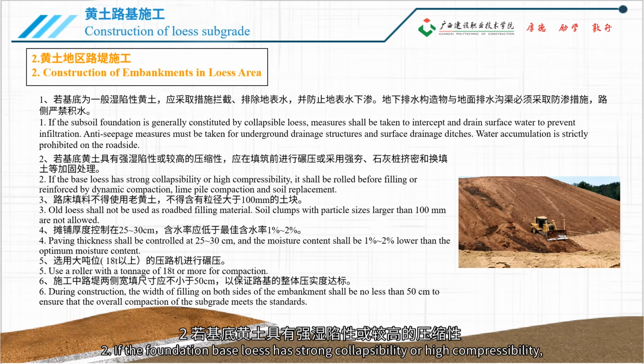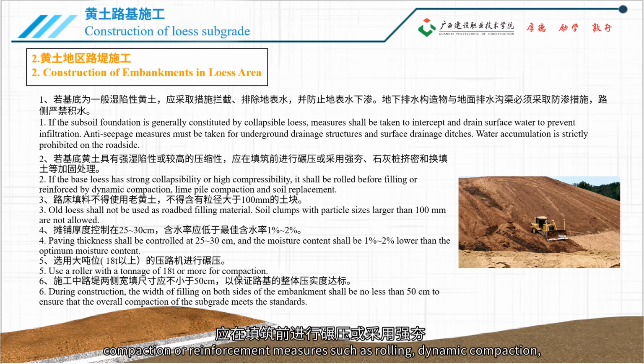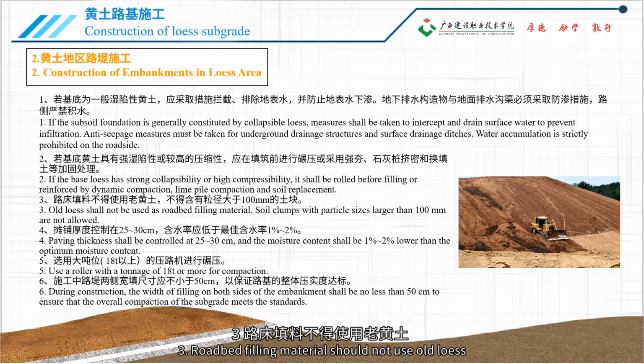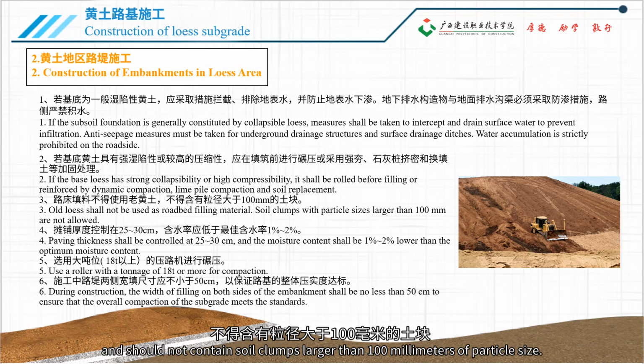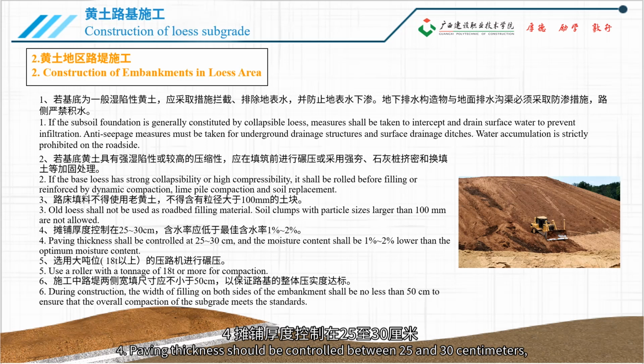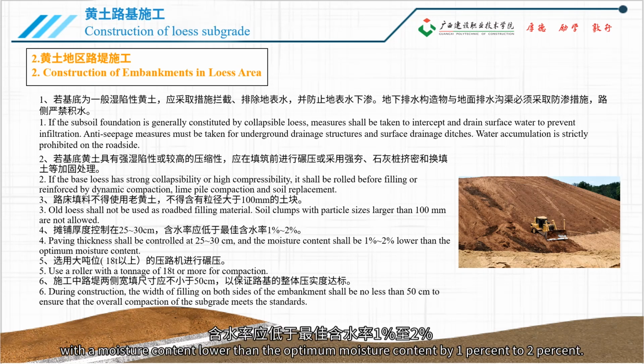2. If the foundation base Loess has strong collapsibility or high compressibility, compaction or reinforcement measures such as rolling, dynamic compaction, lime pile compaction, and replacement should be taken before filling. 3. Roadbed filling material should not use old Loess and should not contain soil clumps larger than 100 mm of particle size.